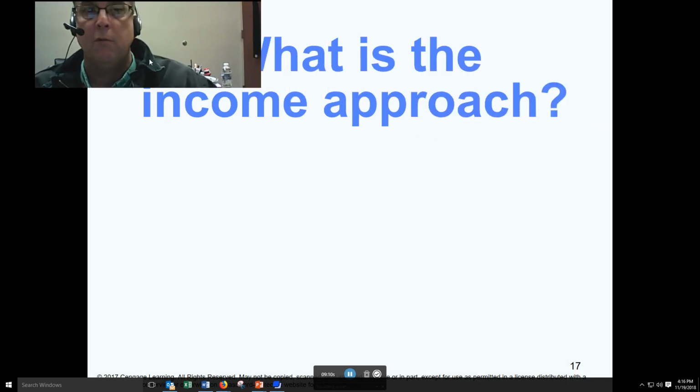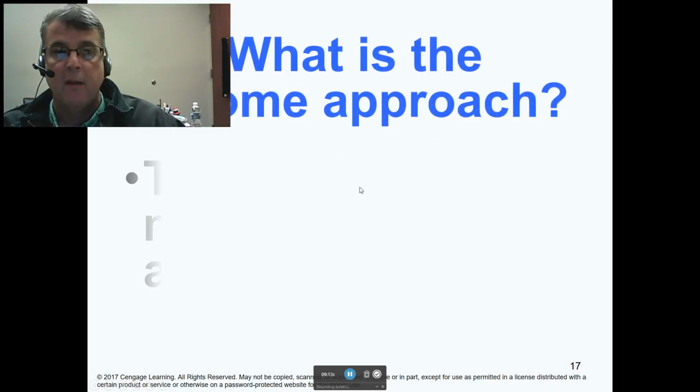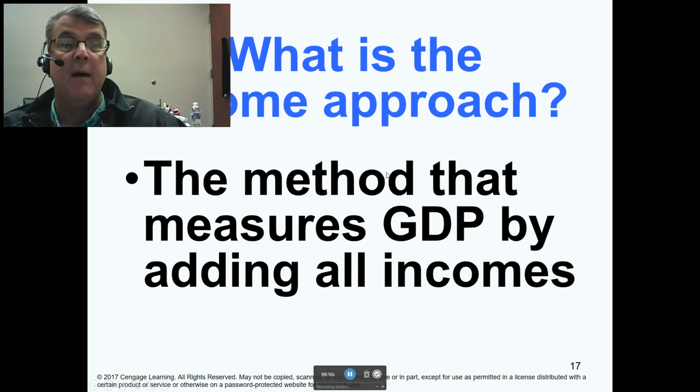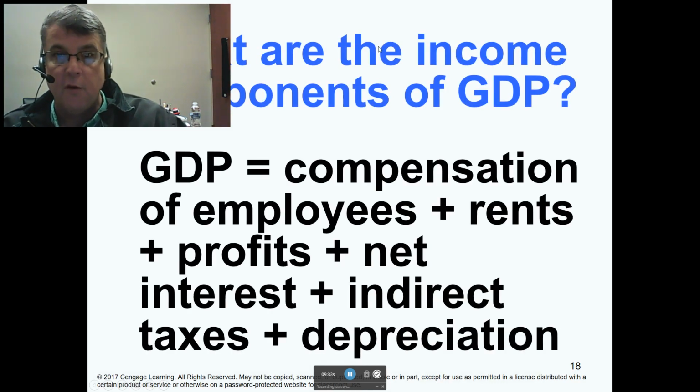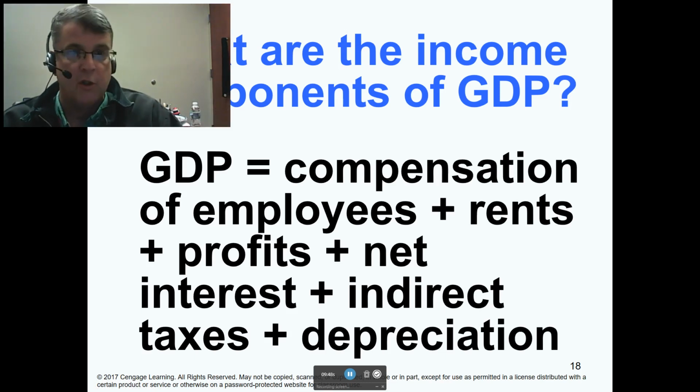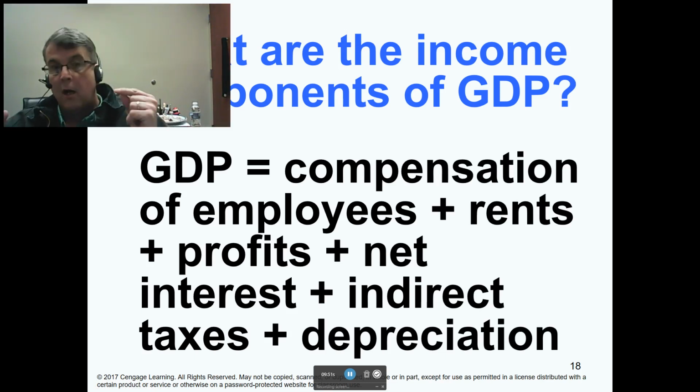The income approach we went over in class, but I'm going to briefly cover it again. This is the method that measures GDP by adding up all incomes. Every dollar spent should theoretically equal every dollar earned, minus a few exceptions. So the income approach should give you the same number as the expenditure approach, which we just looked at. So here are the components of GDP when we use the income approach. Compensation of employees, we abbreviate that with a W. That's wages, salaries, and other compensation. That includes benefits you receive at work, like if your work pays for part of your health insurance, that's included in compensation of employees.